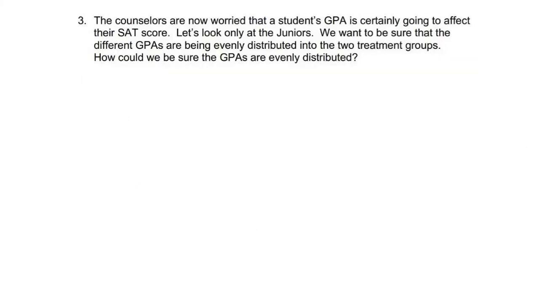So let's look just at the juniors. We want to be sure that the different GPAs are being evenly distributed into the 2 treatment groups. How could we be sure that the GPAs are evenly distributed? Eni. Okay, so I said that we could put 5 students that have average GPAs, and then 5 students that are below average, and 5 students that are above average. What if all 30 of these juniors are considered above average for the class? What if we had, say, the top 30? How would you do it then?